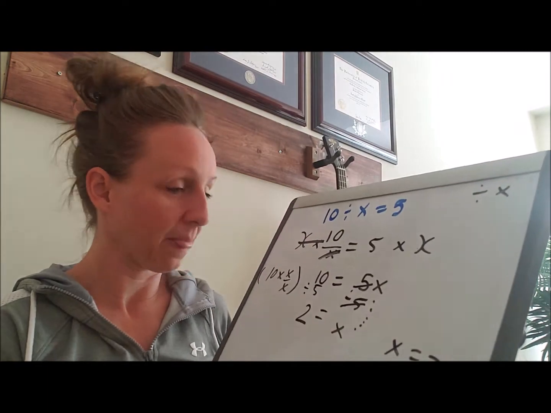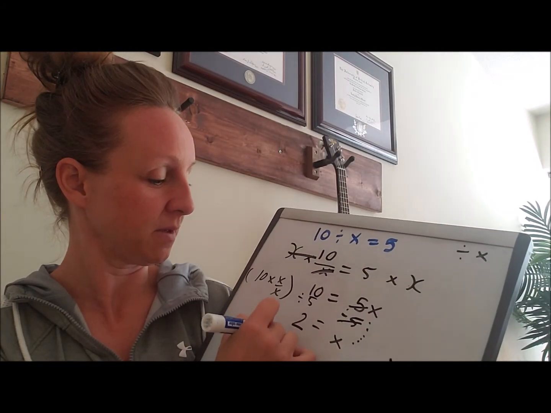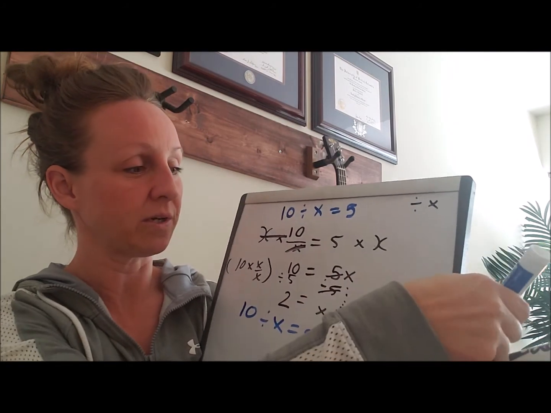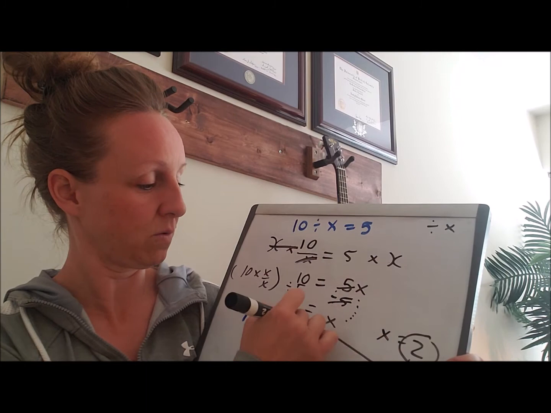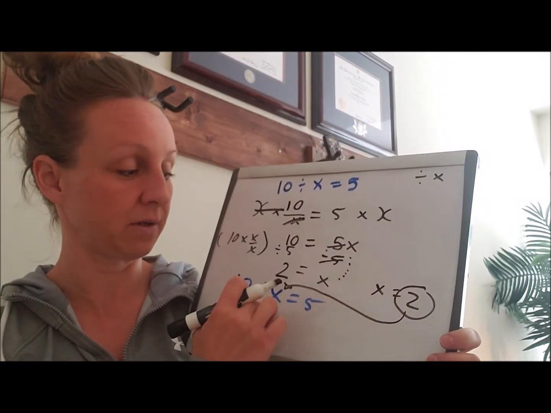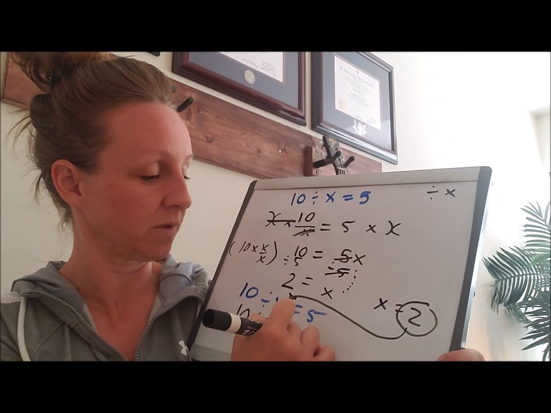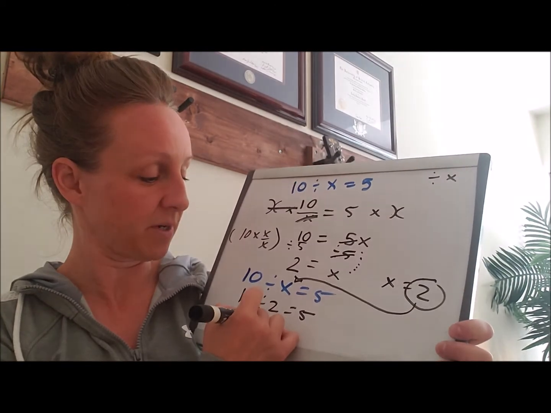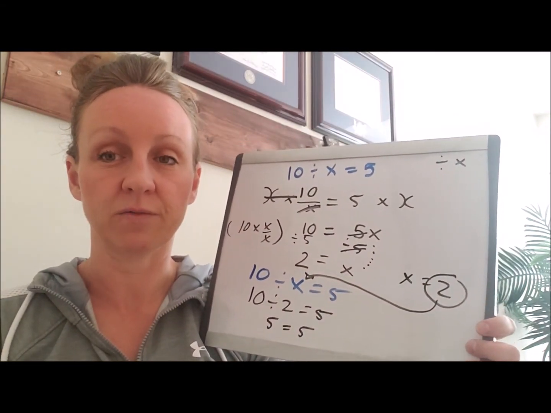So now I'm going to check my answer, just to make sure. This is how I do that. I take the question, and I'm going to plug my answer into the question. Because if I said x is 2, well then this x should be 2. So watch this. 10 divided by 2 equals 5. Well, 10 divided by 2 is 5. And when my answer equals my answer, I know I've done it correctly.